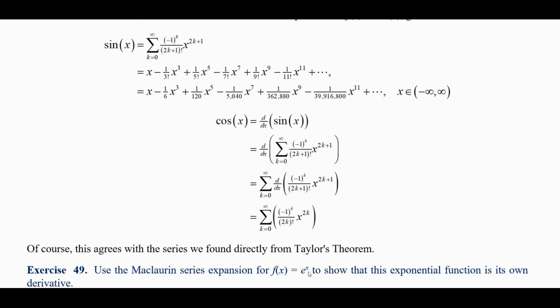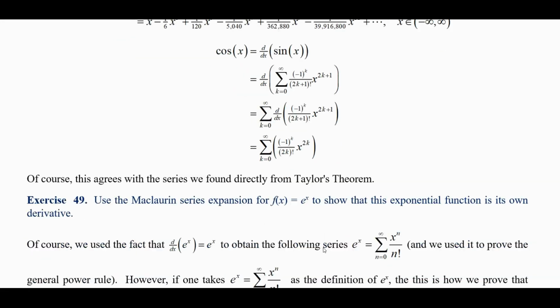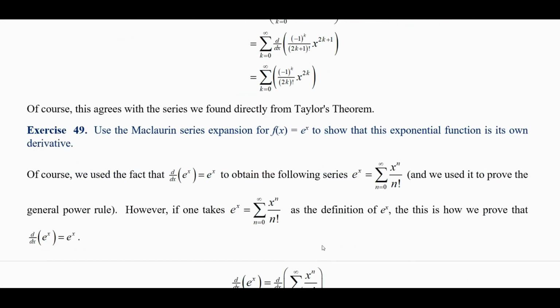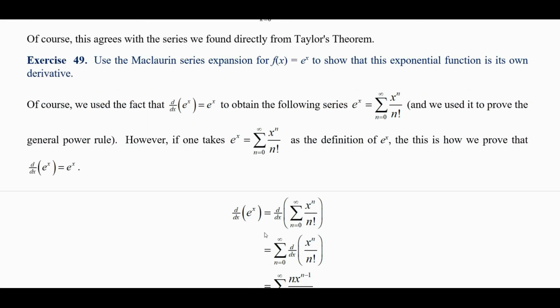So we can show that the derivative of e to the x is e to the x if we started with this power series. Of course, we used the fact that the derivative of e to the x was e to the x to obtain the series, and we used it to prove the general power rule. So, I mean, we've actually been using this way back all along, but if one took e to the x equals the sum from n equals 0 to infinity of x to the n over n factorial as the definition of e to the x, which some folks do, then we could prove the derivative of e to the x is e to the x by the following method.